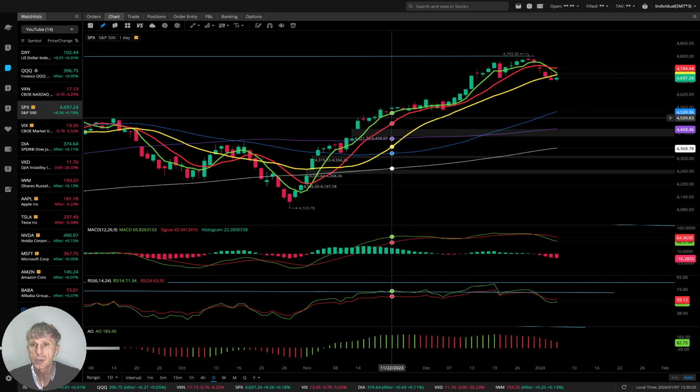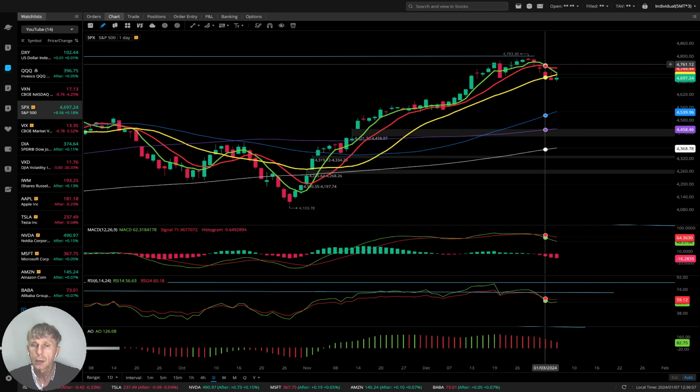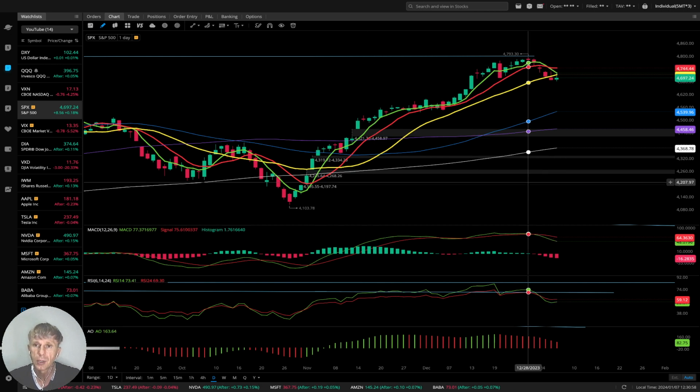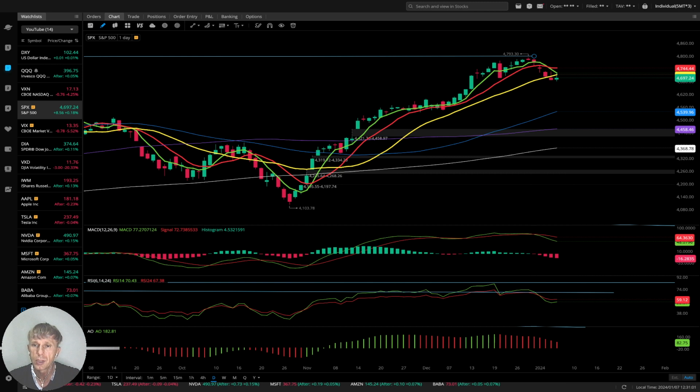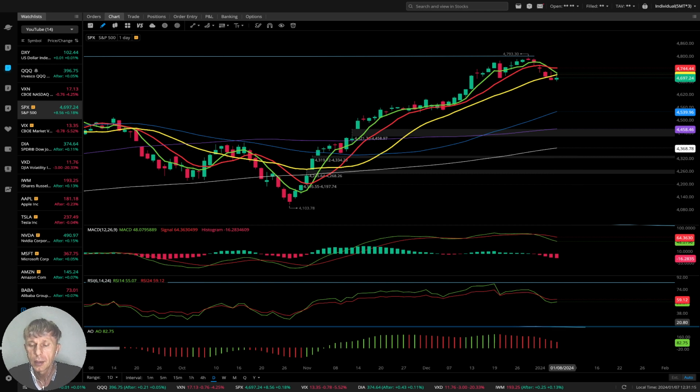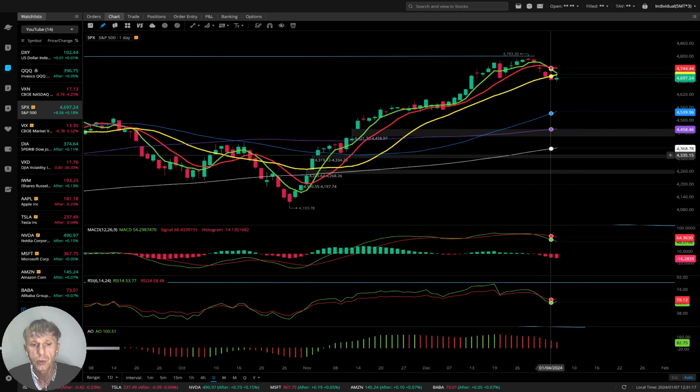Multiple gap ups. And it didn't make a new all-time high. You see, it missed by 25 points to make a new all-time high. Qs did it and Dow Jones did it. Let's see. Bearish trend on all indicators, right? On daily time frame for S&P 500.